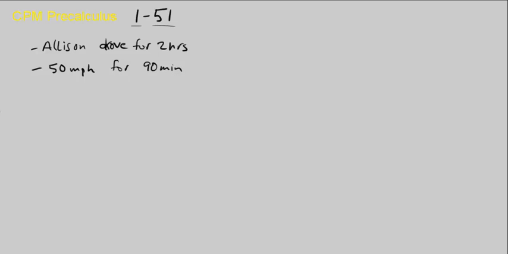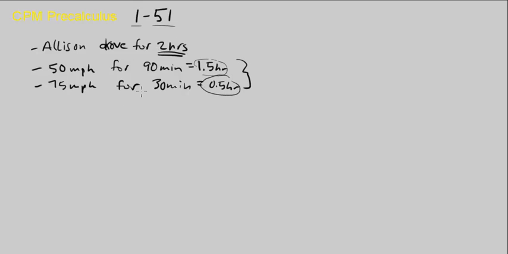And then she drove 75 miles per hour for the last 30 minutes, okay? 90 minutes we know is equal to an hour and a half, which is 1.5 hours. 30 minutes is half an hour, or 0.5 hours. This is where 1.5 hours and 0.5 hours add together to get her 2 hours. Okay, so this makes sense. The first hour and a half, she's driving 50 miles per hour, and then the last half an hour, she's driving 75 miles per hour.